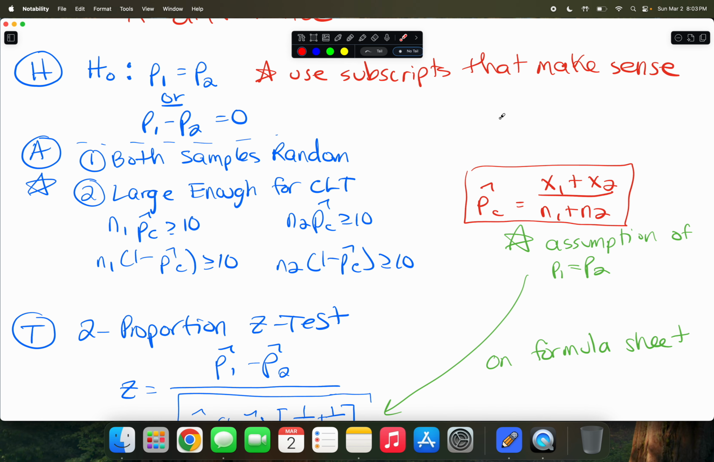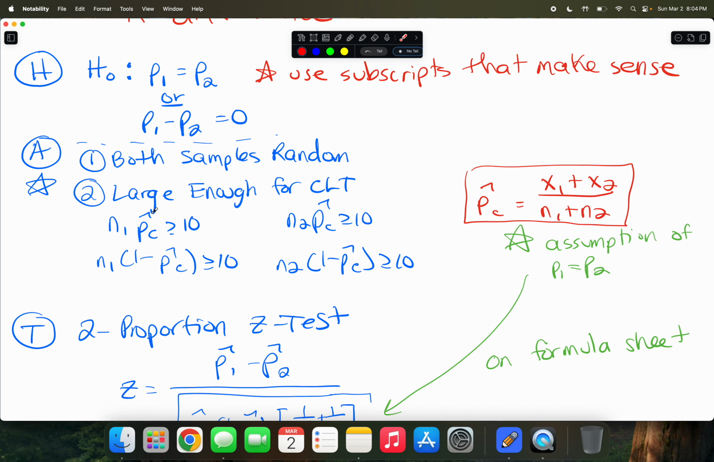That's the terminology that I use here, right? But this guy over here is what we use as our best estimate, and all it is is the pooled proportion. Essentially, we take our total successes, that's our numerator, and our total sample size, that's our denominator. And that is going to give us, in this particular case, our best estimate of what that proportion is if they were to be equal, which is why I have here, this is under the assumption that p1 is equal to p2. The other nice part is this is on your formula sheet, so you don't have to memorize it. You just have to know where to find it.